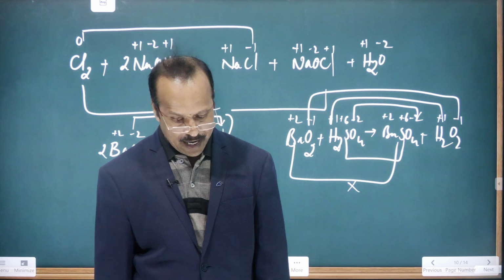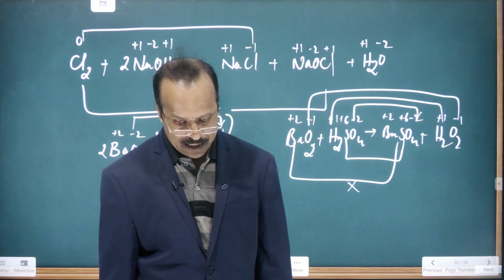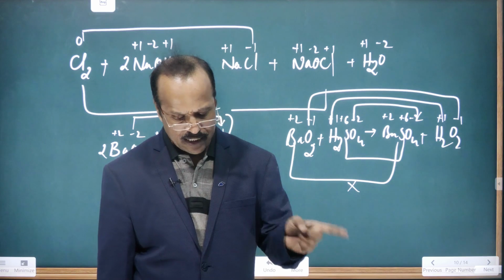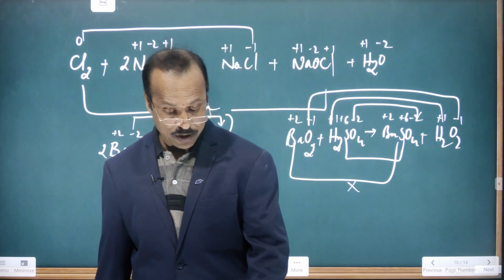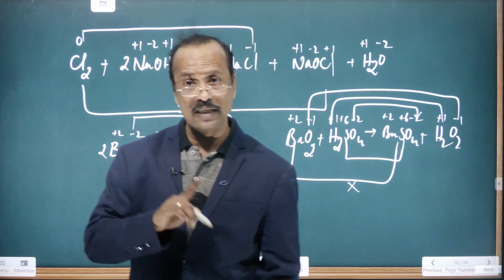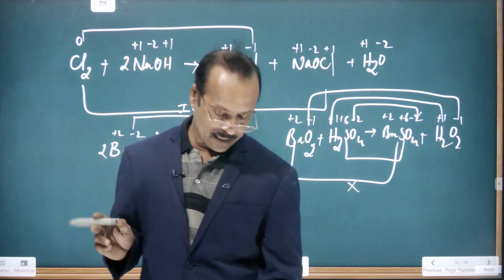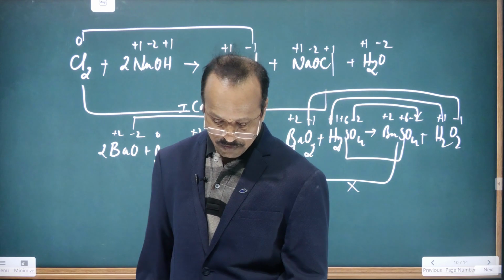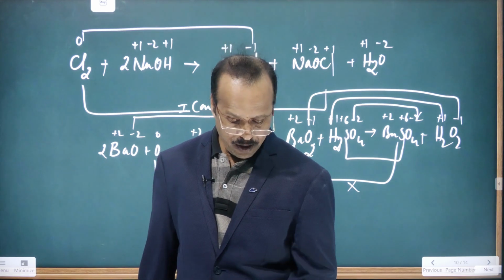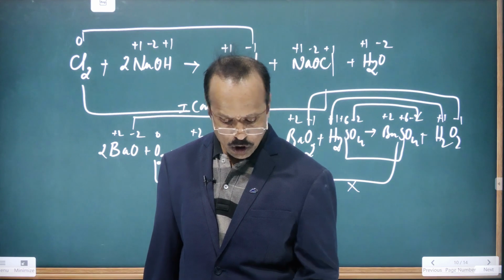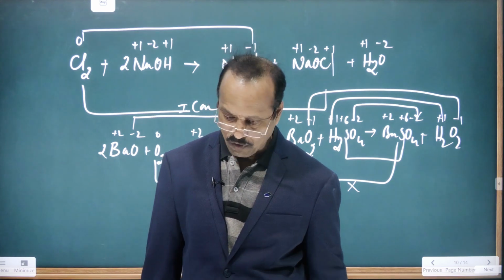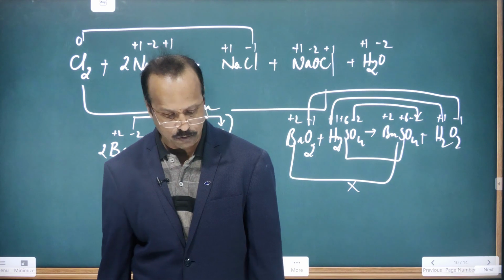Next, which of the following is a metal displacement reaction? Zinc with copper sulfate gives zinc sulfate and copper. Yes, because zinc is more reactive than copper, so zinc displaces the copper to form zinc sulfate. This is the right one. Sodium with water? No. Calcium with water? No. Mercuric oxide? No. So the displacement reaction is only one, so the first one is the right option.